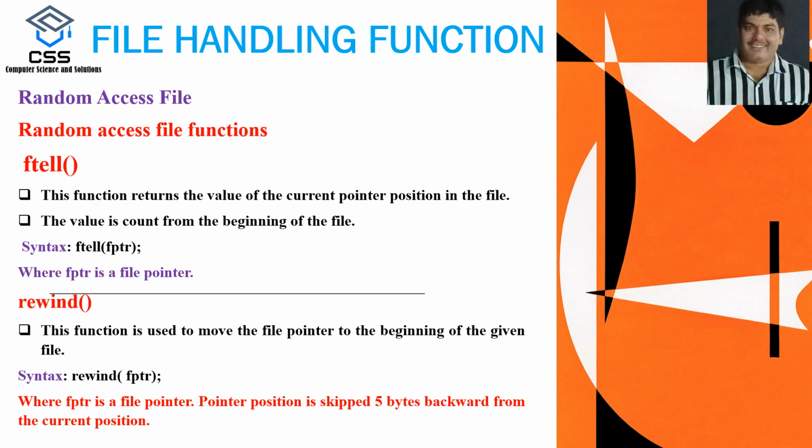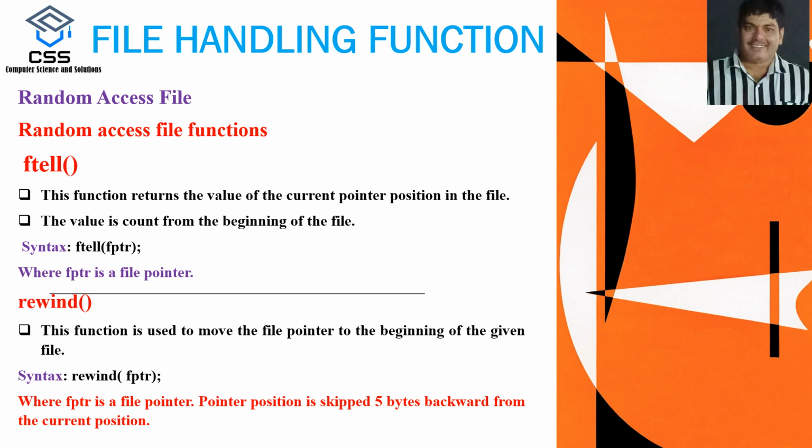What is the work of the ftell function? Wherever your file pointer is at the current position, ftell will report it. Suppose in the beginning the first character is 0, then the next character is 1, means the current file pointer position will be returned by the ftell function. What is the work of the rewind function? The rewind function's work is that wherever the file pointer is, the cursor will move to the beginning of the file. Suppose the file pointer is at the 10th character. If we give rewind, it returns to the beginning of the file.